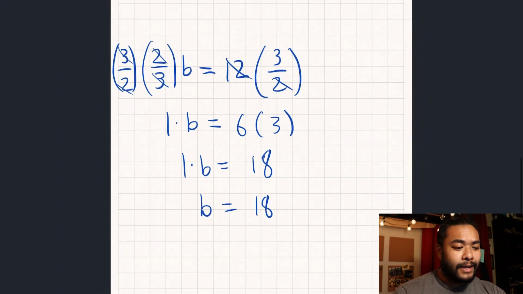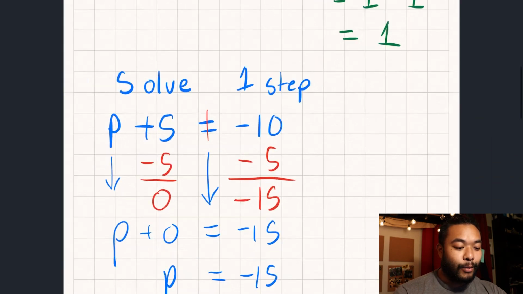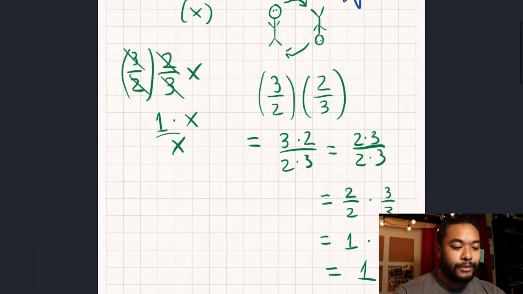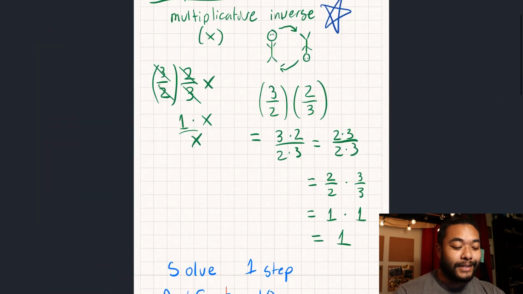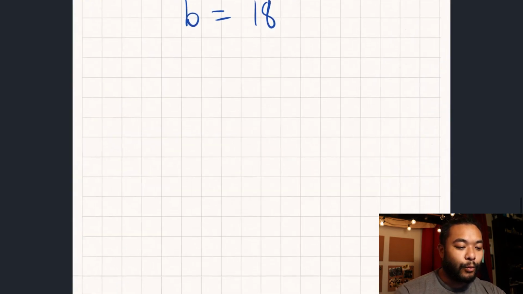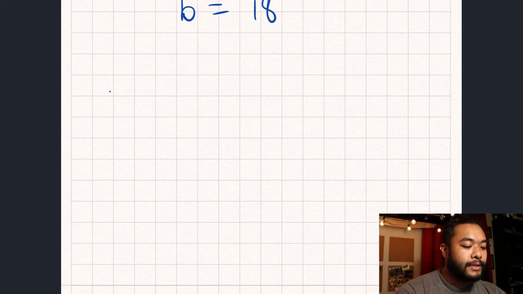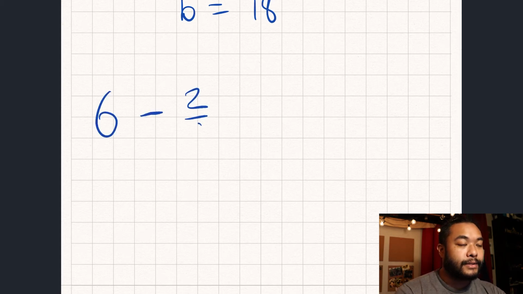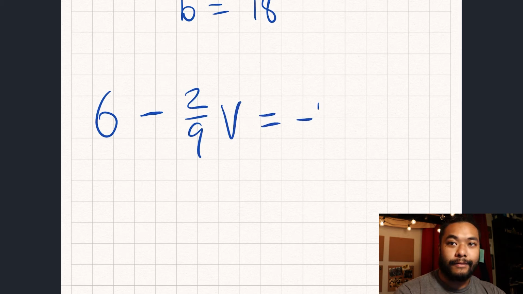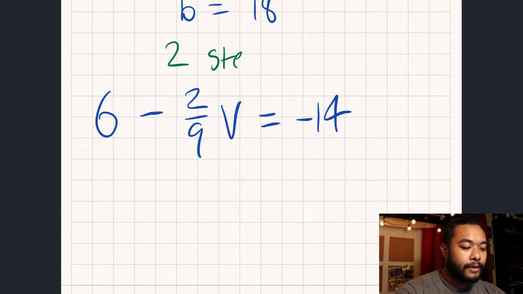That's the gist of it. If I'm looking at 2 steps, then I'm just pairing up a one-step equation and a 2-step equation. Or I'm pairing up maybe addition and subtraction, or I'm pairing up addition and multiplication, and I'm doing both in one equation. So one last quick example. Let's say I have 6 minus 2/9 v equals negative 14. Okay? Now, this is a 2-step equation.